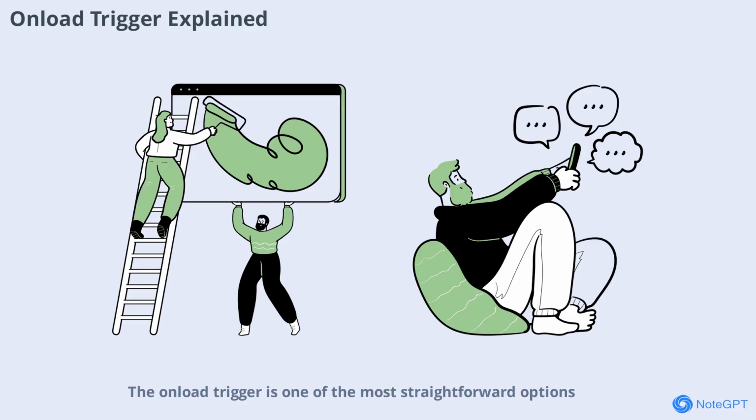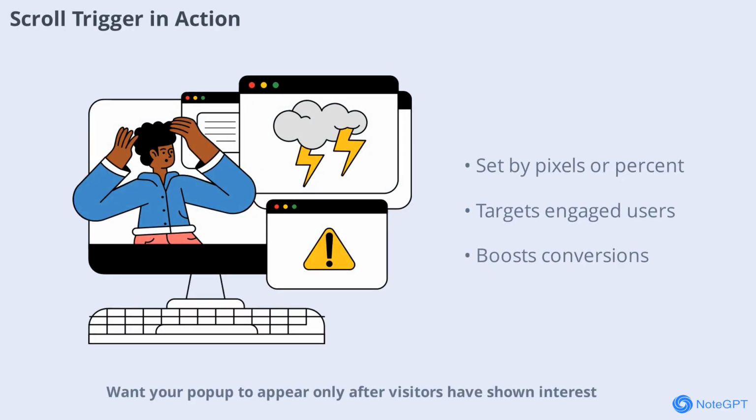intrusive. Onload trigger is one of the most straightforward options. As soon as your page finishes loading, the pop-up appears instantly. This is perfect for urgent announcements or welcome messages. However, use it wisely. Pop-ups that appear too soon can sometimes annoy users. With the ultimate JavaScript pop-up, you can combine the onload trigger with timing controls to create a smoother, less disruptive experience. Want your pop-up to appear only after visitors have shown interest?